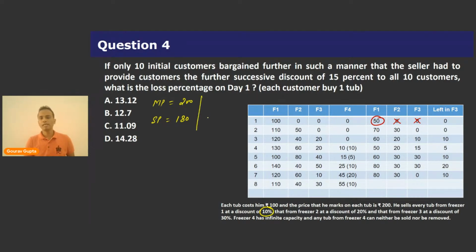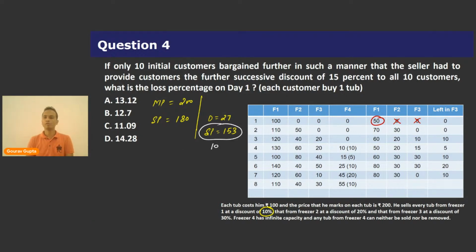But on this day, some extra discount is also offered for some selected customers. This extra discount is of 15%. Now, 15% of 180, so this extra discount will be 27 rupees. From 180, if I subtract 27, the selling price comes out to be 153 rupees. Now, for the first 10 customers, the selling price will be 153.